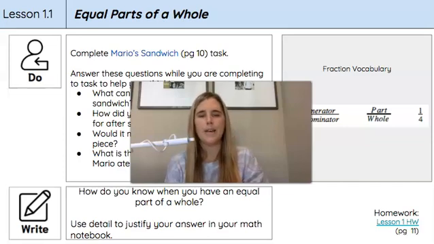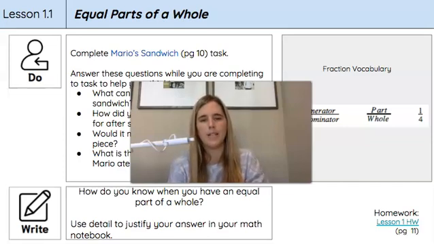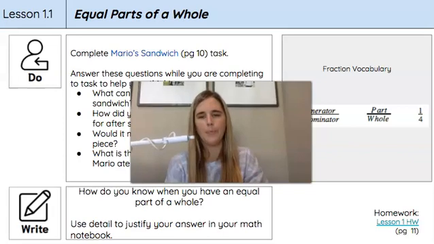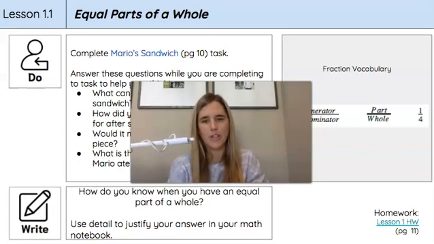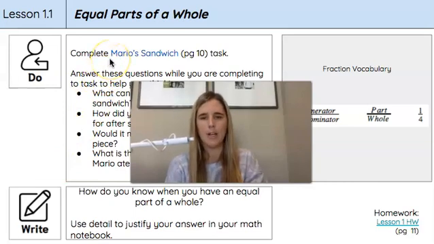Today, we're going to discover that a fraction represents parts of a whole. We are going to use a strategy called 3 reads to help out with this task, Mario's sandwich. We are going to read this problem 3 times. The first time we're looking for context, the second time we're looking for quantities, and the third time we're going to discover all the different mathematical questions we can answer from this context.